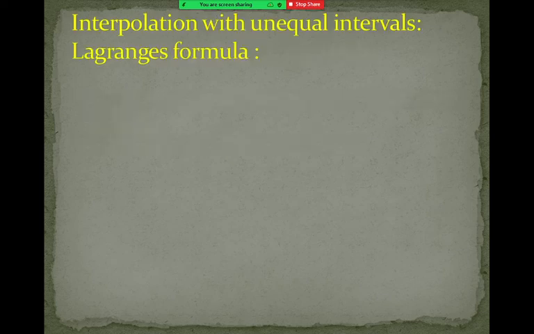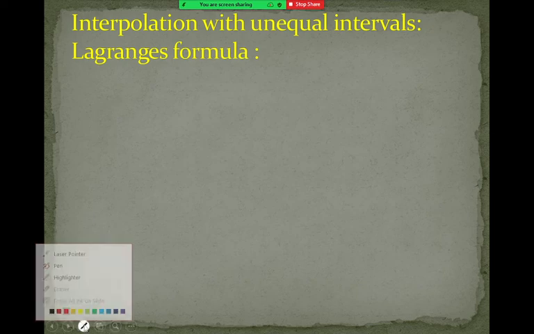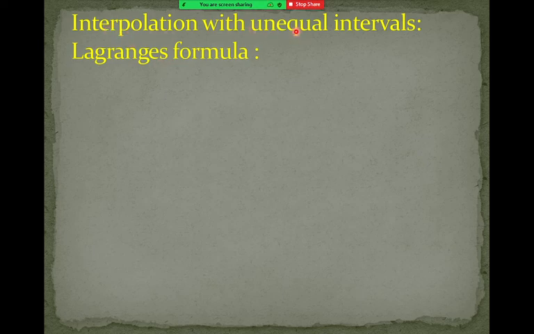Coming to the formula, one of the most important things is already given as a heading here: interpolation with unequal intervals. This is the keyword to use Lagrange's formula. Remember, interpolation with unequal intervals. Whenever the values of xi are not equally spaced, generally only one method applies, and that is Lagrange's interpolation formula. So with the help of Lagrange's formula, we can interpolate for unequally spaced data.